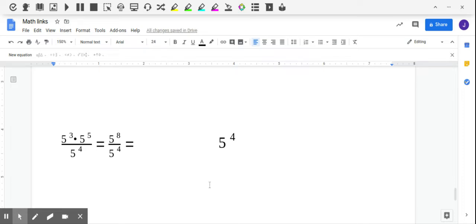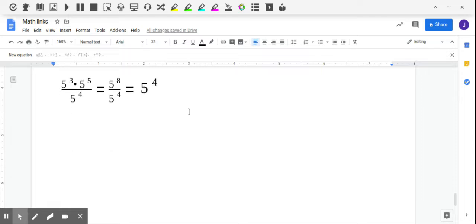And we end up with a problem that looks like what we started with at the beginning of lesson 10.3, the other examples that we looked at. So 5 to the eighth divided by 5 to the fourth, we subtract our exponents and we get 5 to the fourth power. Okay, so that's one of the things that I wanted to show you.